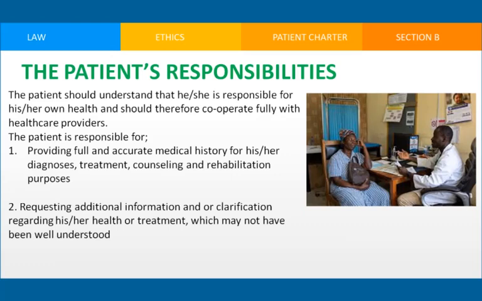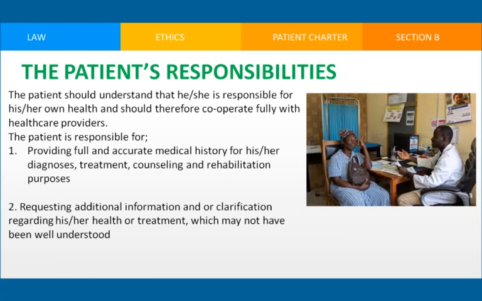You have a boyfriend or a girlfriend or you are sexually active and you come and say you are a virgin, and let's say you have gonorrhea, the doctor will never suspect it's gonorrhea because you've told the doctor that you've never had sexual intercourse before. So the patient should give full and accurate medical history for his treatment, diagnosis, counseling, and for rehabilitation purposes.